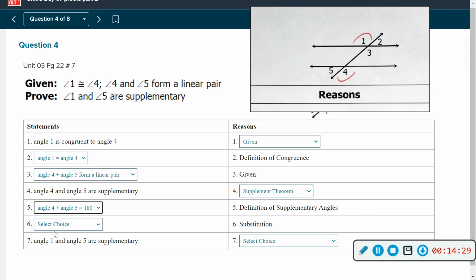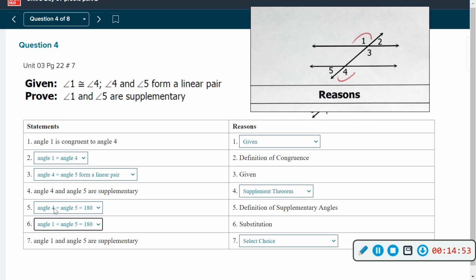Okay, now we're trying to get to 1 and 5. Right now we have 4 and 5. So what do you think we're going to replace something with? So we're still going to have angle 5. We're going to replace the 4 with the 1 because up here we said 1 was the same thing as 4. So that would be 1 and 5 because that's our goal, is to change this into what we're trying to aim for, right?